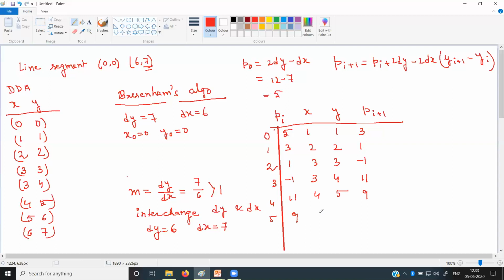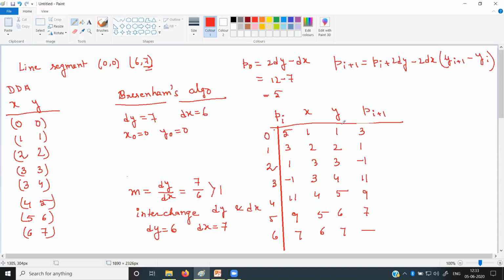Greater than 0 means you just increase it. If you increase it, 5 plus, it will be 5, 6, and again you have to compute the error parameters. So if you compute it, it will be 7, and now it is 6. So this 7 will come over here. Greater than 0, it will be 6, it will be 7, and we have to stop. You don't need to compute the error parameter further, because we reach the end point.